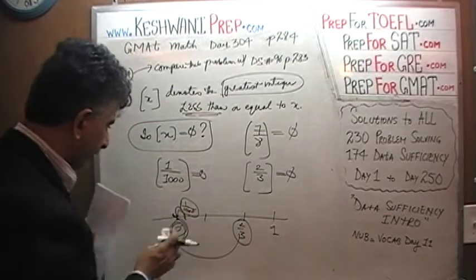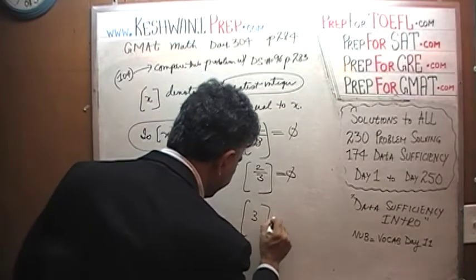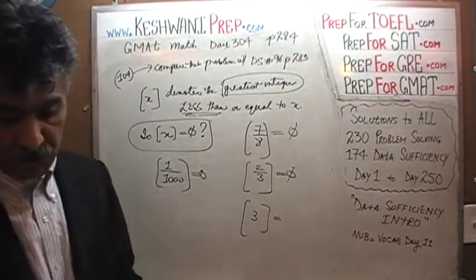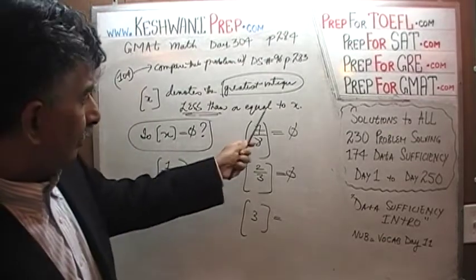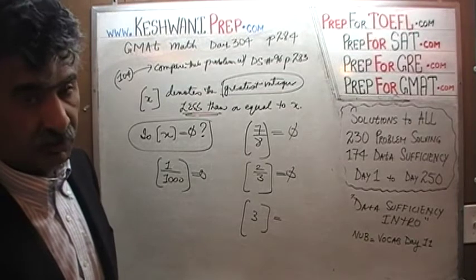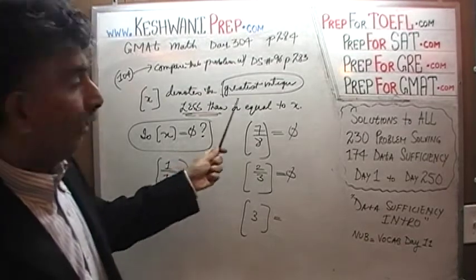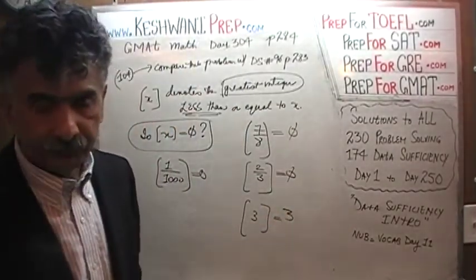Let's do one more, one last one. How about this one? What's the largest integer that you can think of which happens to be less than or equal to 3? The largest integer that is less than or equal to 3 is 3 itself. Do you understand? Now let's do the problem.